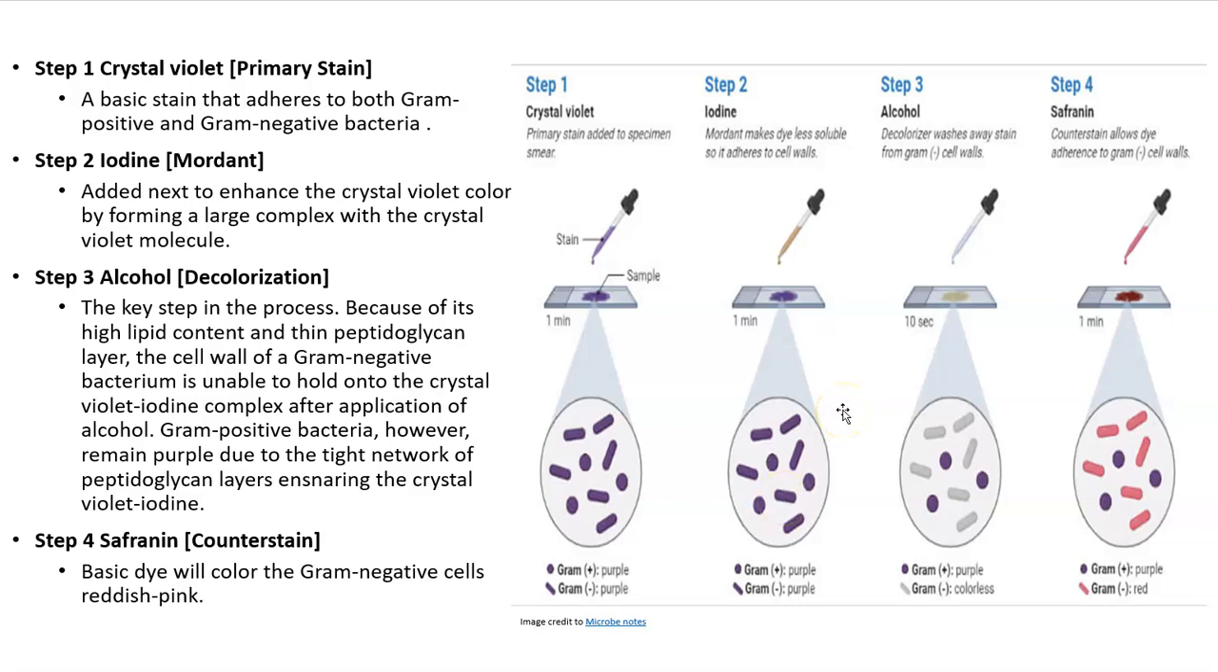Step 3 is the most important step. Step 3 is the alcohol or the decolorization step. This is what we would call the differential step, because this is going to separate the gram-positive bacteria from the gram-negative bacteria. How it works is you add alcohol to the slide, and this can be done several different ways depending on who's guiding the lab you're working with. In this image it says to add the alcohol for 10 seconds.